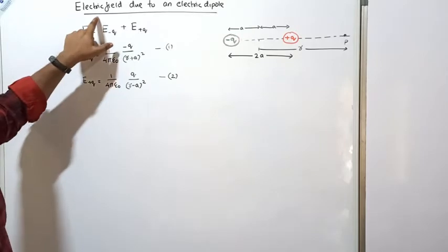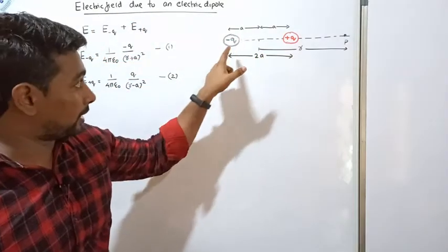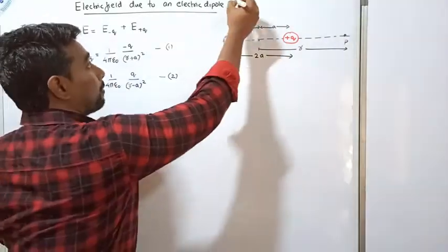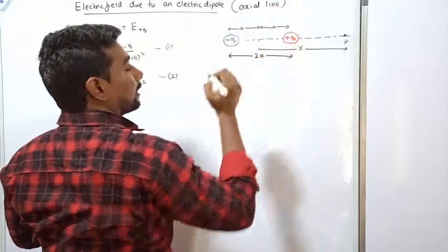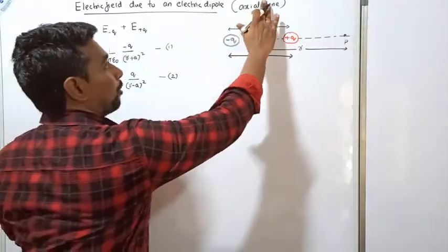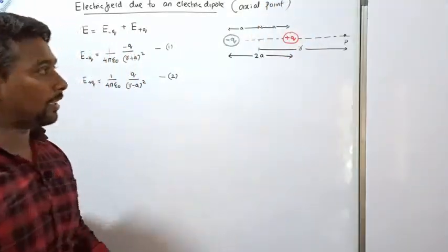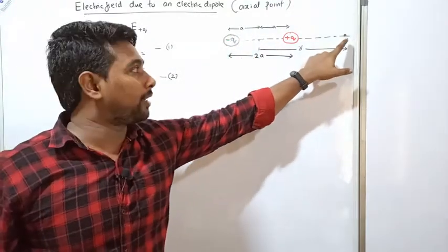We are going to find the electric field due to an electric dipole. First of all, we consider the dipole. We are going to find the electric field at what point? An axial point, an axial line, somewhere at the axial point. That is P. This is our axis. So we consider it as a point on the axial line.